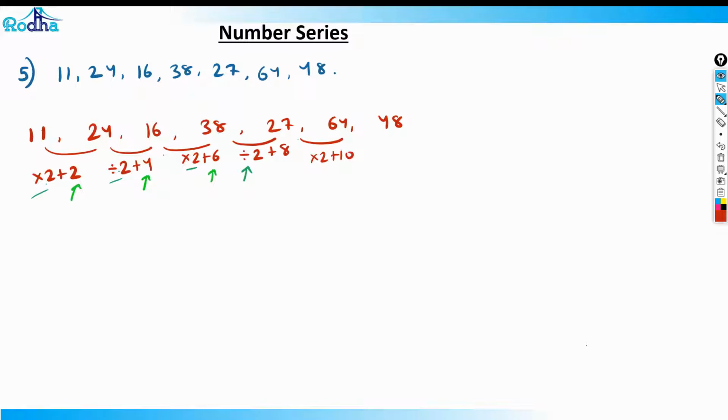Okay, and next should be divided by 2 plus 12. 64 by 2 is 32, plus 12, it should be 44 here, not 48. This is the wrong number here. Okay, so 48 is the wrong number, right? So basically in this kind of question, two things we are doing parallelly. In one part we are finding the series, in the other part we are finding the wrong number. Okay, so this is very important and these are good questions. Mind you, these are good questions.